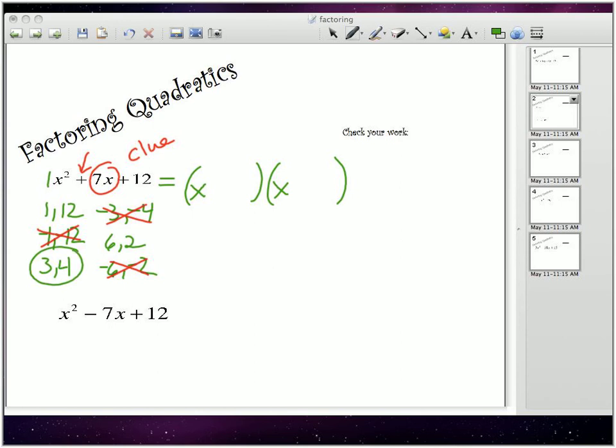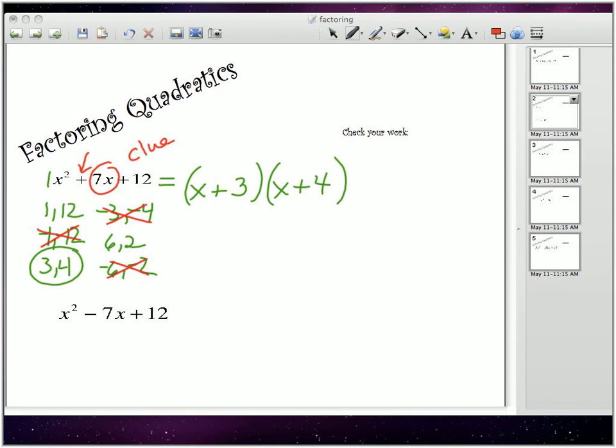At this point, I can write them in either order. I can put the +3 here and the +4 here, or switch it up. It doesn't matter. What is important, though, especially when you're first doing this, is that you check your answers every time. You can use FOIL, the area method, or distributing.